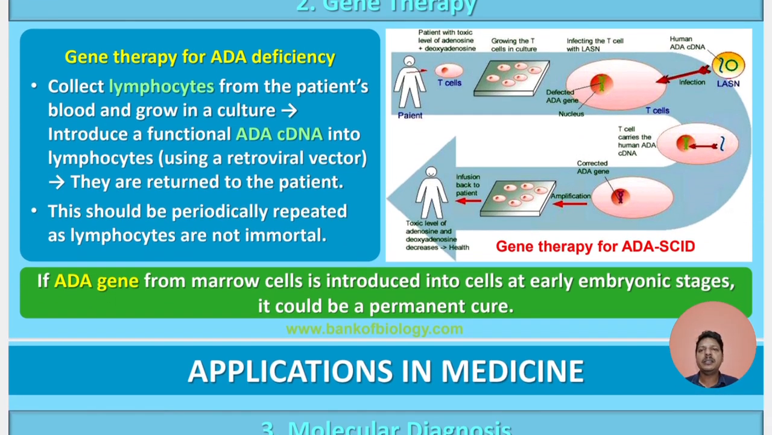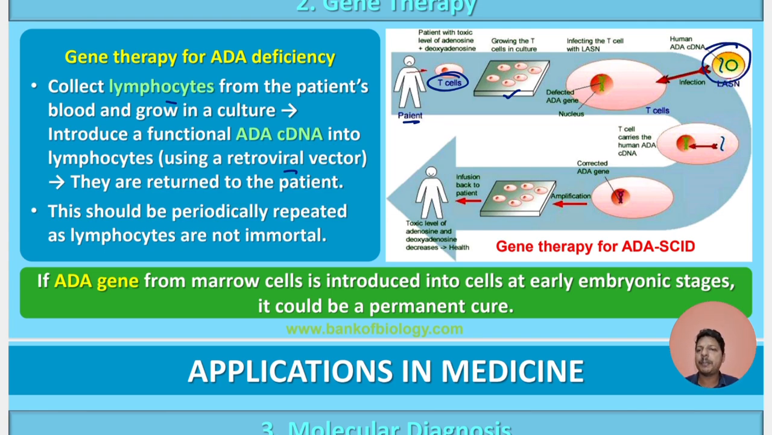what do we do? We do gene therapy for ADA deficiency. Collect lymphocytes from the patient's blood and grow them in culture. See the diagram. It is a patient, and we have to collect the lymphocytes, that is, the T cells. So we collect the T cells and grow them in a culture like this. Introduce a functional ADA cDNA into the lymphocytes using a retroviral vector. You can see this one has to be introduced.